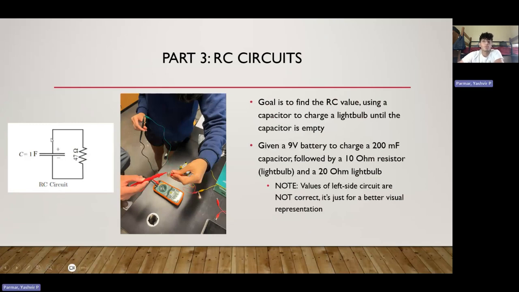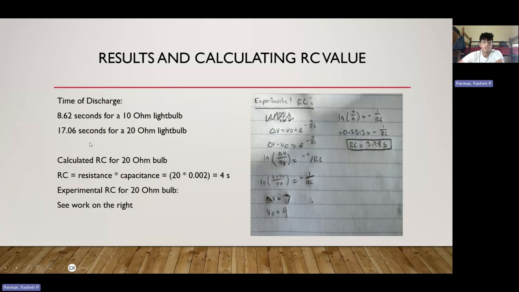For the final part of the experiment, we dealt with an RC circuit, which doesn't involve a battery, but rather a charged capacitor and a resistor. The goal of this is to find the RC value, and the resistor in this case is a light bulb. So we're given a 9-volt battery to charge a 200 millifarad capacitor, followed by a 10 ohm light bulb and a 20 ohm light bulb. Like I said, the values on the left side are not indicative of the values we actually used. Just want to make that clear.